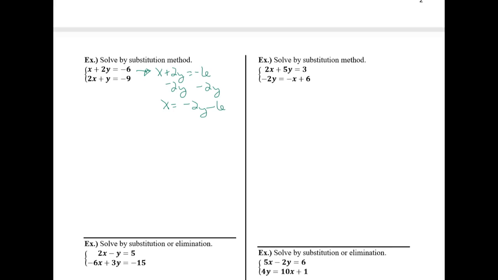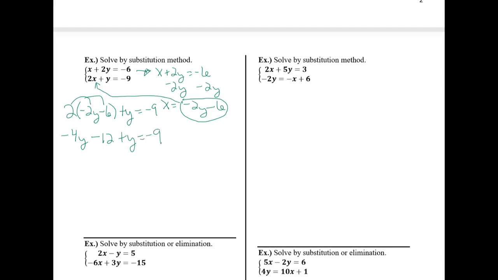Same thing. Now I'm going to take this quantity and plug it into my second equation for x, because that's what x equaled. 2 stays the same, replacing x with minus 2y minus 6 plus y equals negative 9. I'm going to distribute. 2 times a negative 2y is negative 4y. 2 times negative 6 is negative 12. Everything else stayed the same. I'll combine my like terms. Negative 4y plus y is negative 3y.